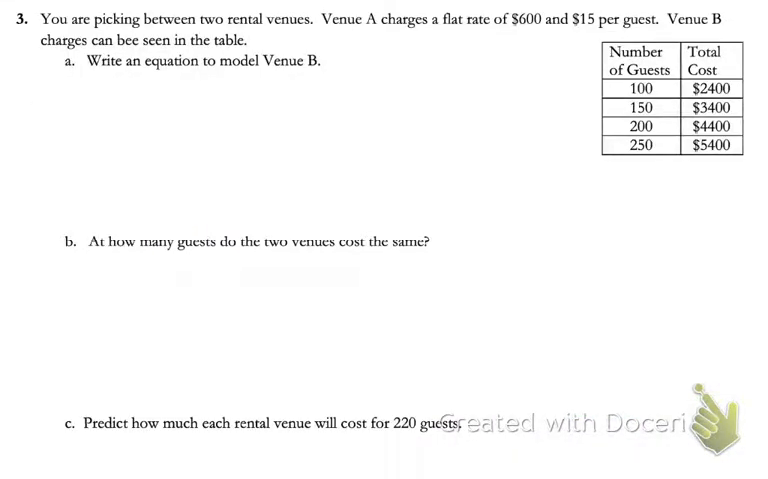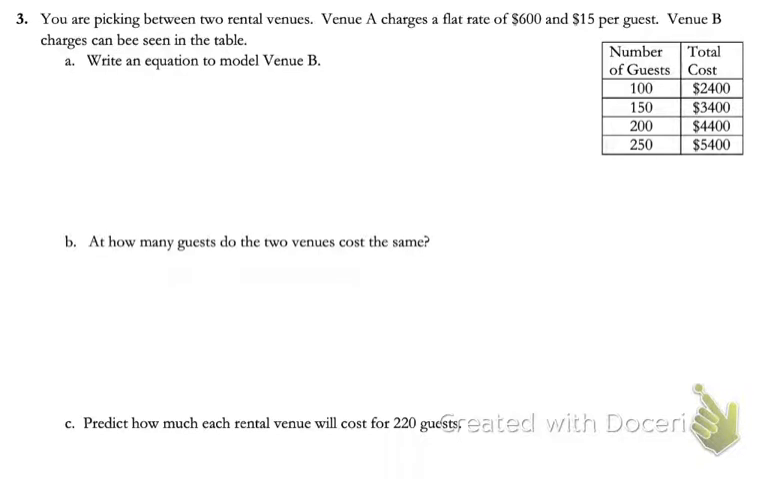Problem 3 has a few parts. First of all, let's note that we are picking between 2 rental venues. Venue A charges a flat rate of $600 and $15 per guest. Venue B charges can be seen in the table. So part A asks us to write an equation for modeling venue B, which is the table.